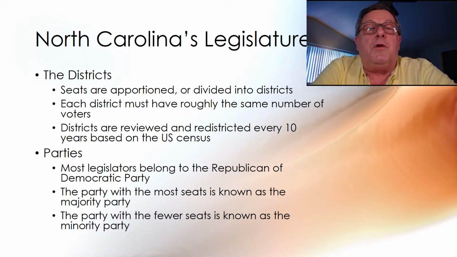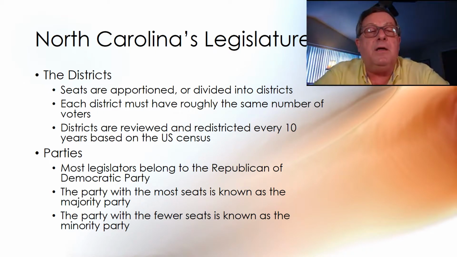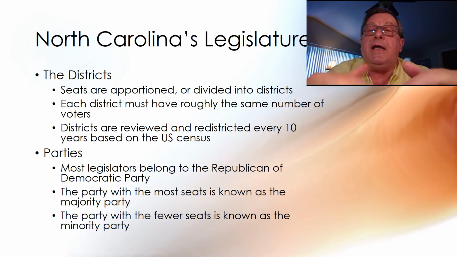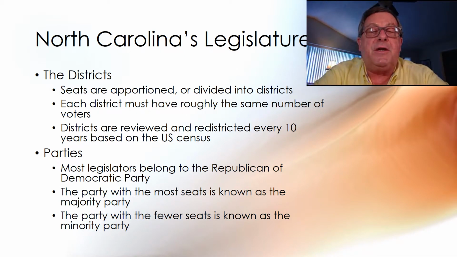Now, the legislature is also organized into districts. So the seats, the 120 seats in the House, the 50 seats in the Senate, are apportioned, this is a key term, or divided into districts. Now, each district is to have roughly the same number of voters in each House and Senate district. The districts are reviewed and redistricted every 10 years as we get a new U.S. Census. So once the U.S. Census gives us what the population is in the state of North Carolina, then we're going to have a redistricting, or at least a review of the existing districts.